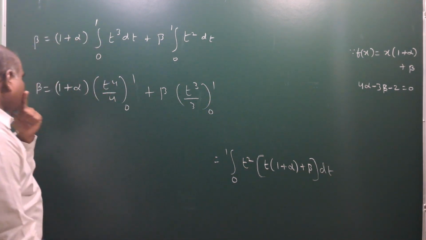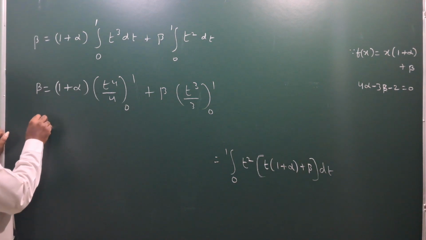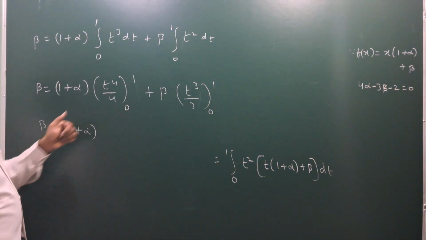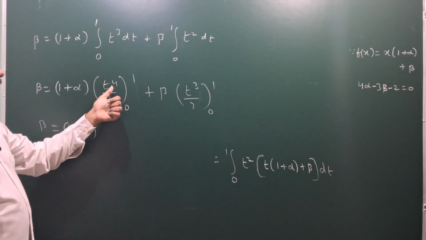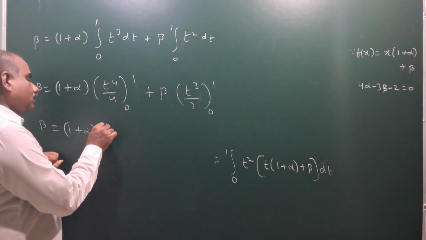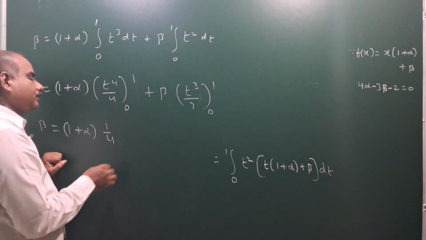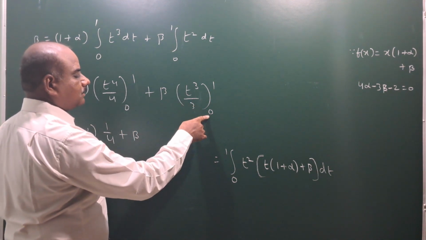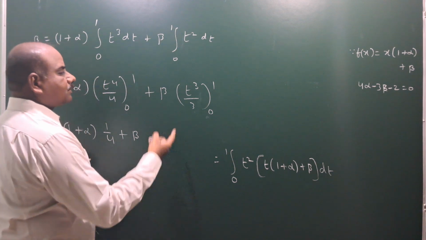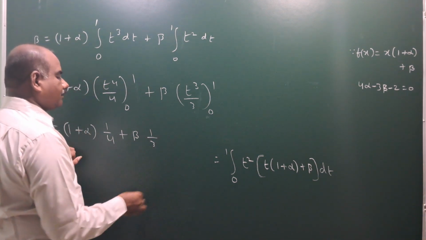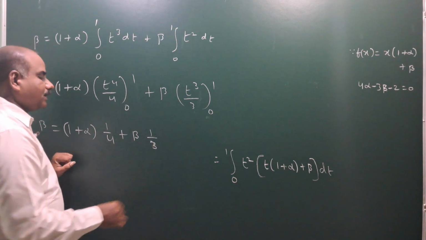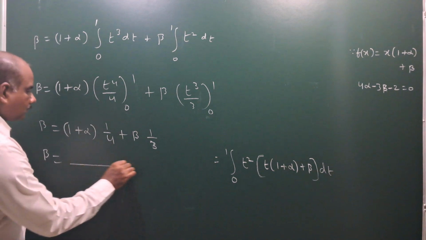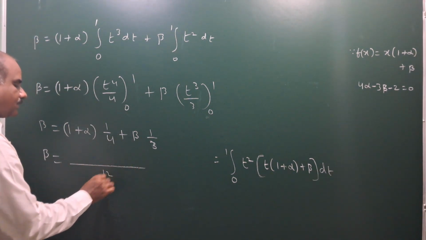So now substitute the limits. Beta is equal to 1 plus alpha into upper limit minus lower limit: 1 power 4 means 1 by 4, minus lower limit is 0, plus beta into upper limit 1 cube by 3 minus lower limit 0 cube by 3. So finally it is equal to 1 by 3. So here also we take LCM. Beta is equal to, so 4 3s are 12 is the LCM.